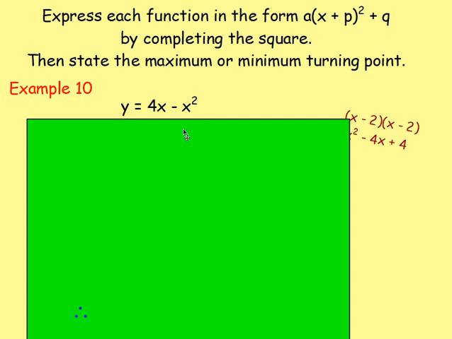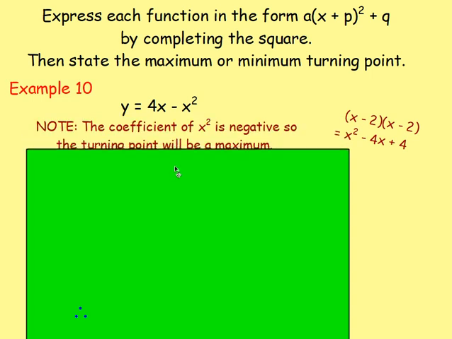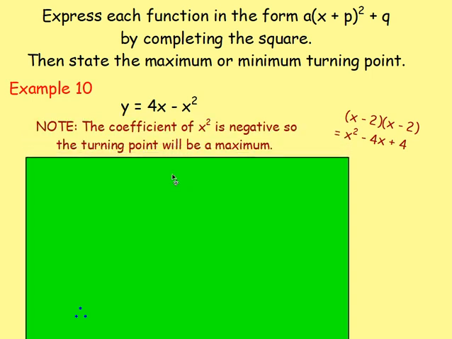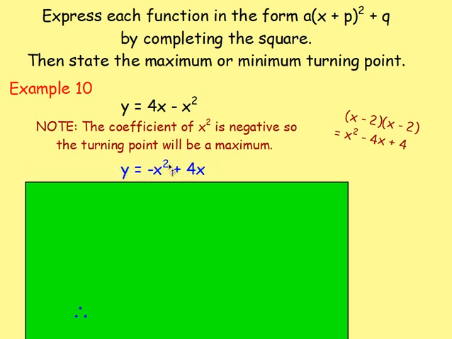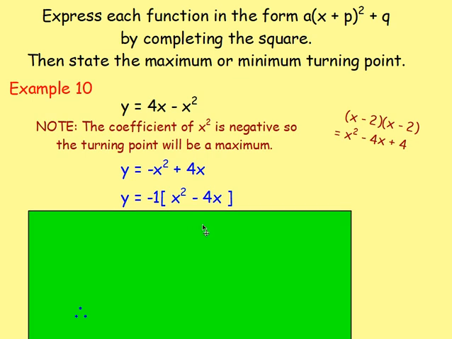Also, we need to think, well, how do we deal with that negative? What you can do is take out negative 1 as a common factor. If you take out the negative 1, it'll leave you with an x squared inside brackets. So let's do that. First of all, rewrite it: I've got a negative x squared and a plus 4x, and then take out negative 1 as a common factor.